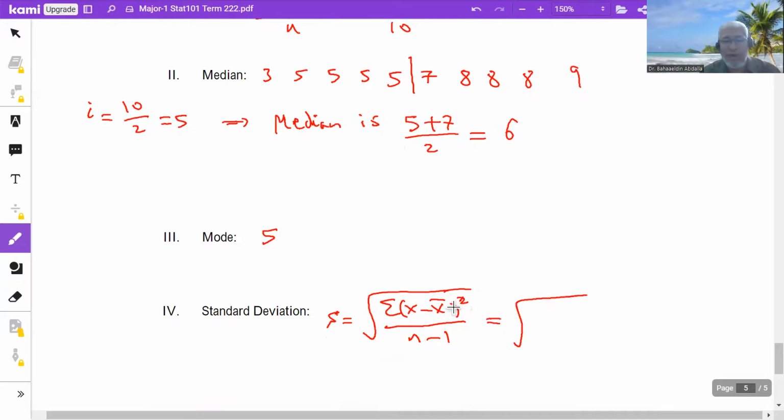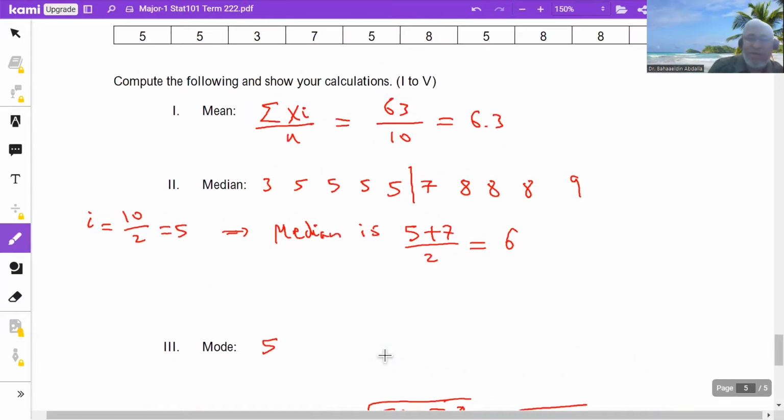If you add all of these numbers, this is the sum. It would be 34.1 over 9 because n is 10. So the answer would be square root of this number, which is 1.95. That's the standard deviation. Of course, you can use the calculator, go to mode stat and put the numbers and then find the standard deviation.